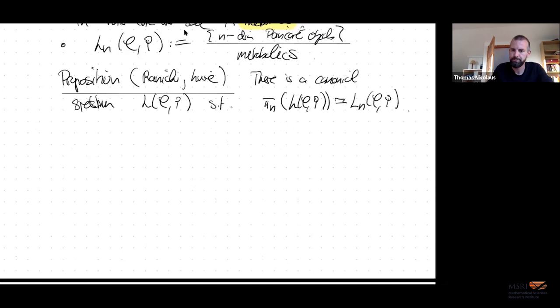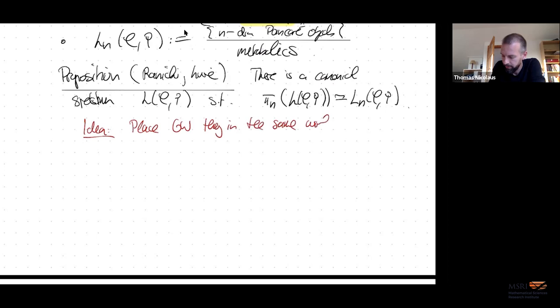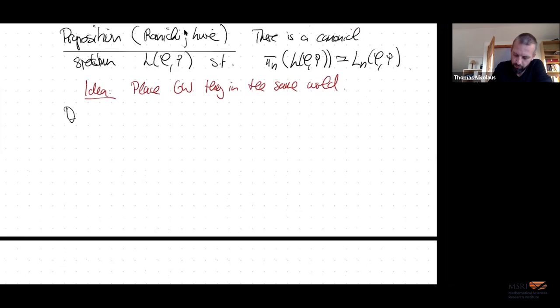Okay, so that is what Jacob presents. And now, in order to get a fiber sequence as I explained at the beginning with the Grothendieck-Witt groups, the idea that we have was to place Grothendieck-Witt theory in the same world. So what I want to do is define Grothendieck-Witt groups also in the generality of a Poincaré infinity category, an infinity category with the notion of forms. And that leads to the following definition.